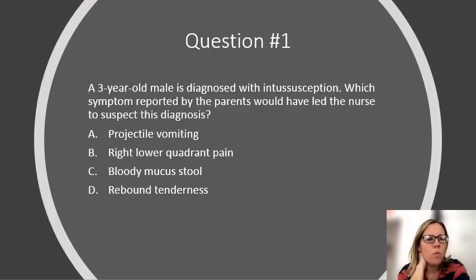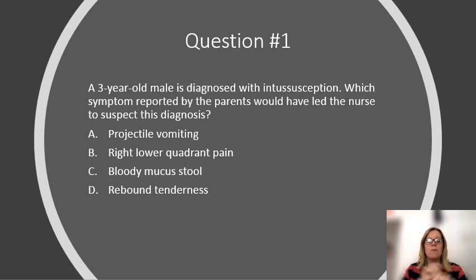All right, guys, question 1. A 3-year-old male is diagnosed with intussusception. Which symptom reported by the parents would have led the nurse to suspect this diagnosis? A, projectile vomiting. B, right lower quadrant pain. C, bloody mucousy stool. Or D, rebound tenderness. The answer is going to be C, bloody mucousy stool.